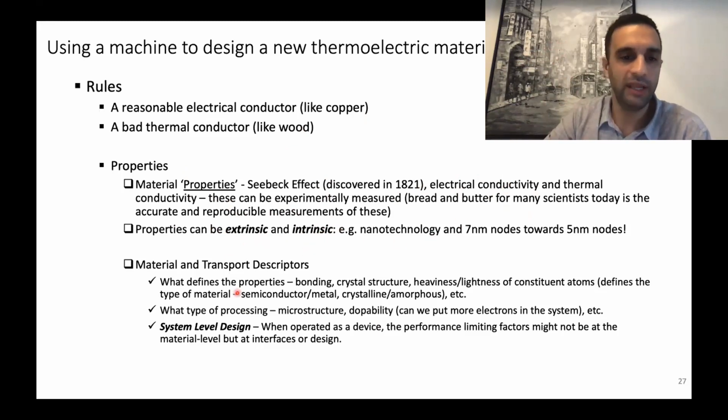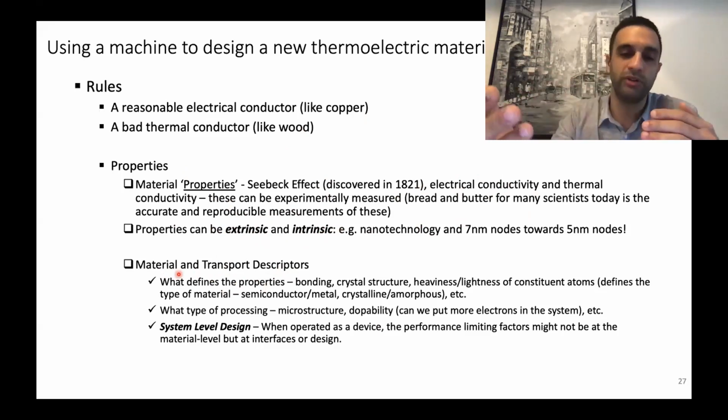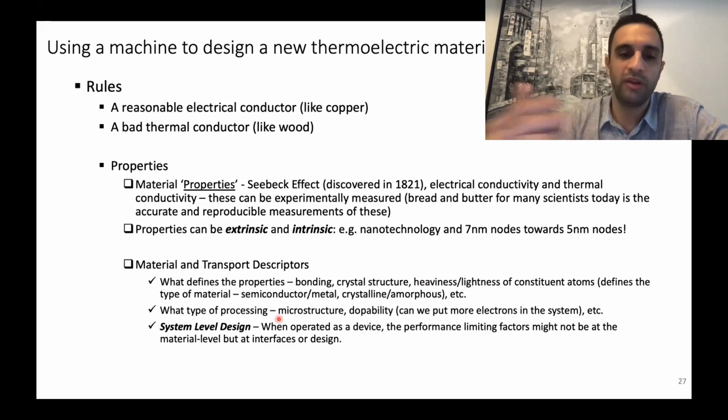If you go even deeper, what determines these properties, right? What determines these properties are the material and transport descriptors. So what describes the material and how the charges move inside that particular material. So bonding, the crystal structure, the heaviness or the lightness of constituent atoms, whether it's semiconducting, metallic, crystalline, or amorphous, etc. And also the type of processing. So new innovations in technology allow you to control the microstructure, control the dopability, etc.